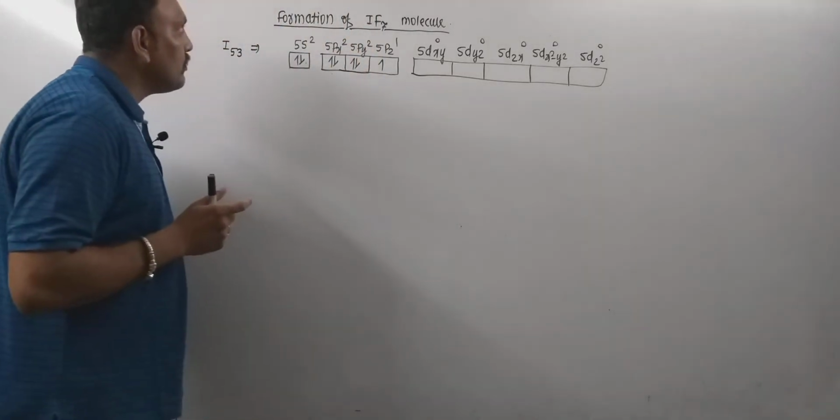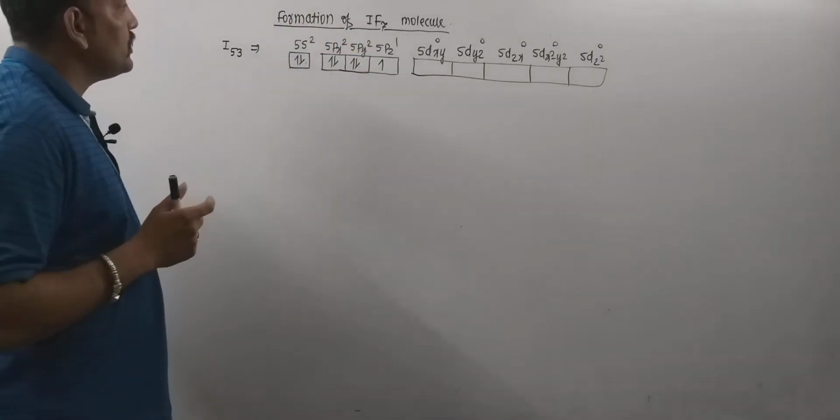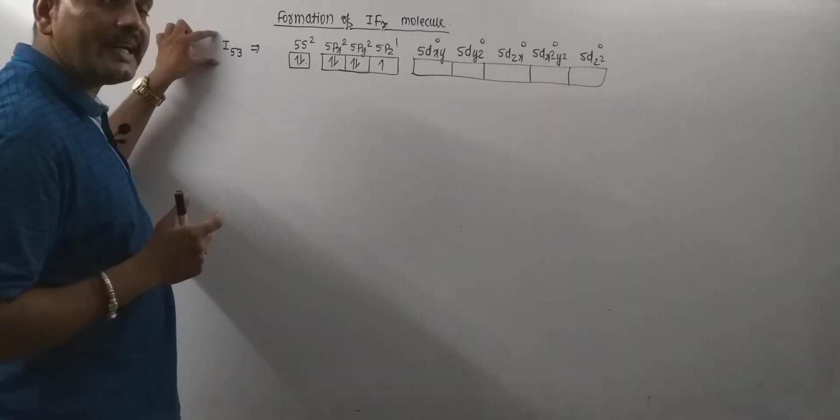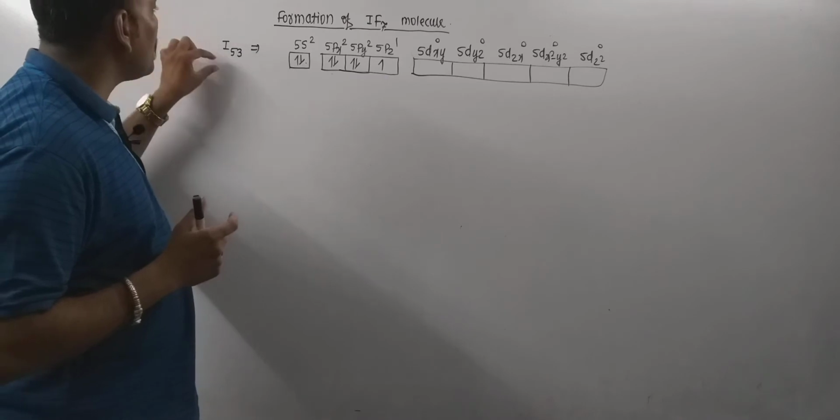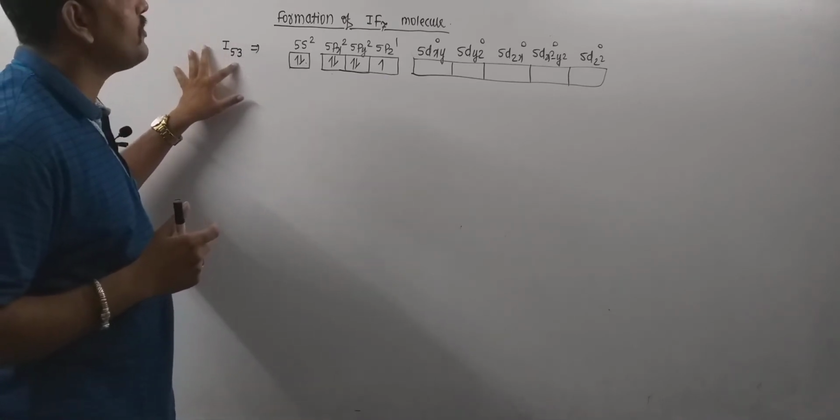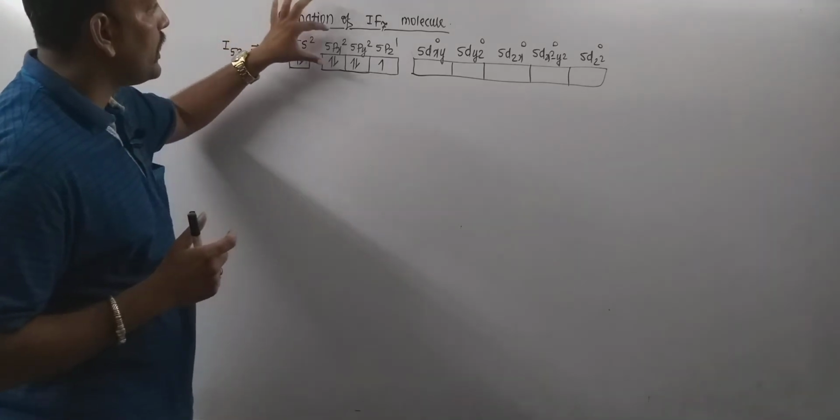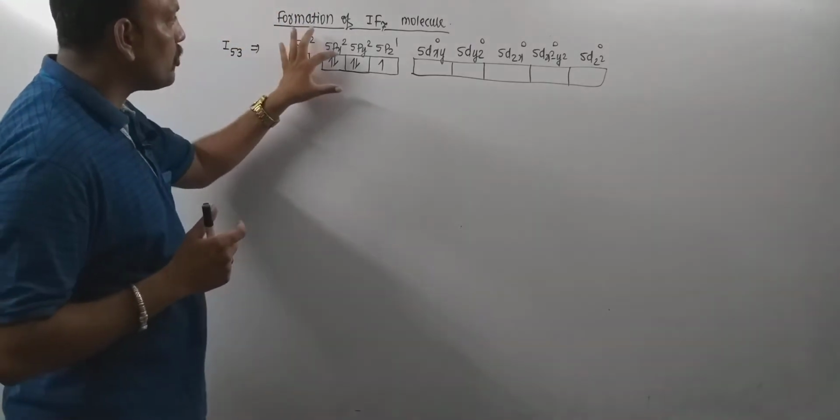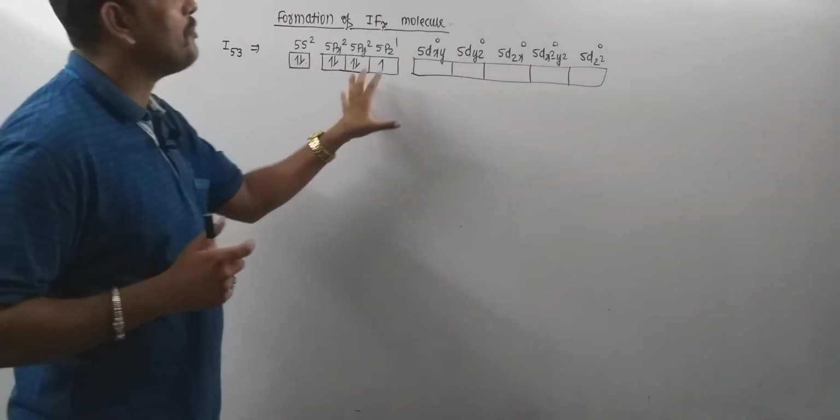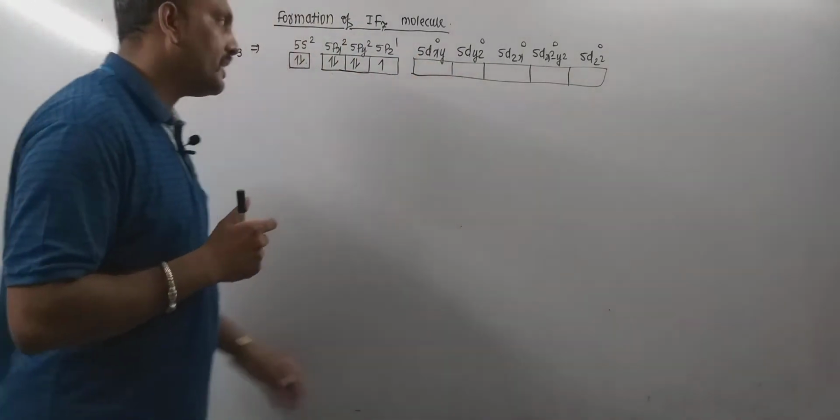Now let's discuss the formation of IF7. In this case, iodine is central atom whose atomic number is 53 and valence shell electronic configuration is 5s2 and 5p5, that is 5px2, 5py2, 5pz1, and remember 5d orbital is vacant right here.